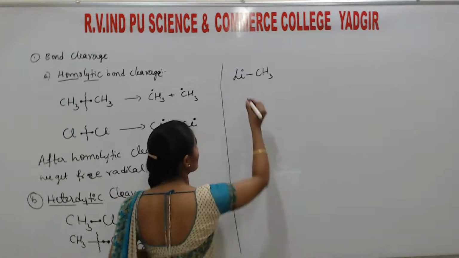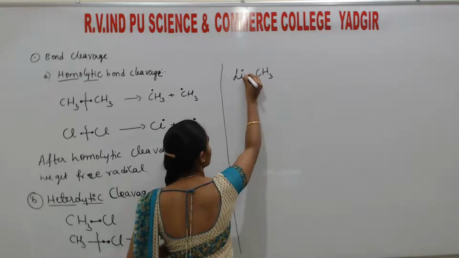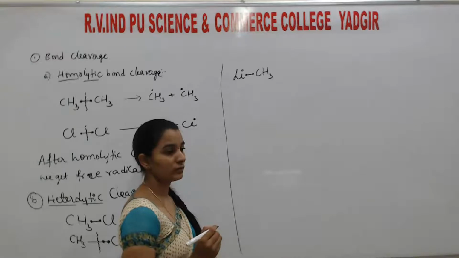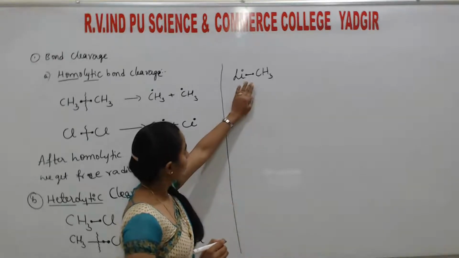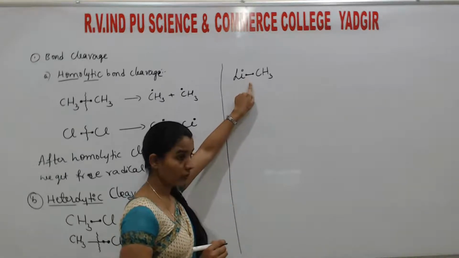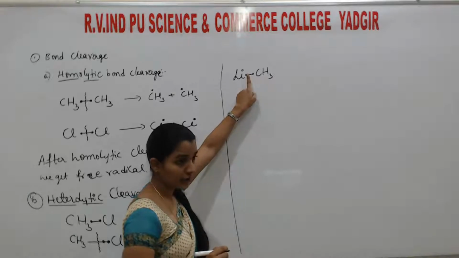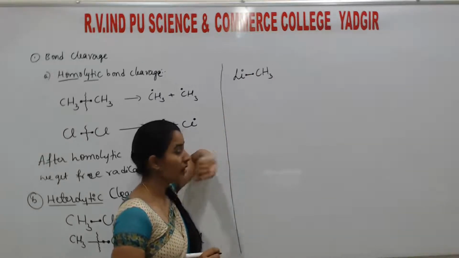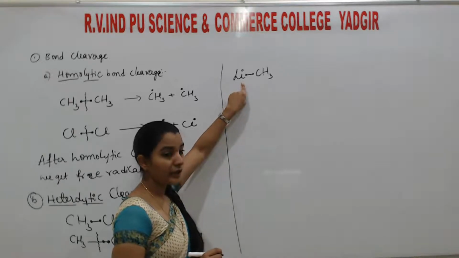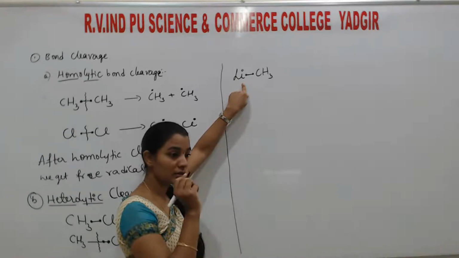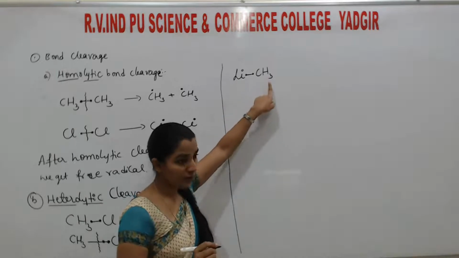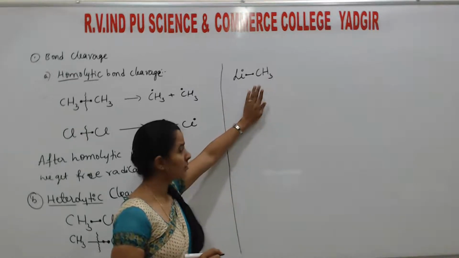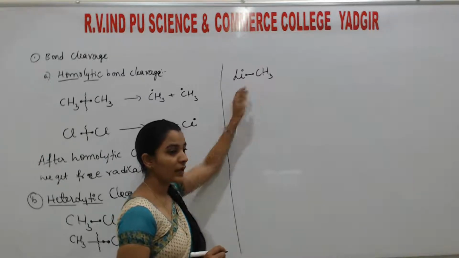So listen, the electron of this and the electron of this, there is no sharing of electrons. Here a complete transfer of electron takes place. Why? Because this is lithium. It is stable in Li plus state. So complete transfer of electron takes place. Are you getting? Here, complete transfer of electron takes place.